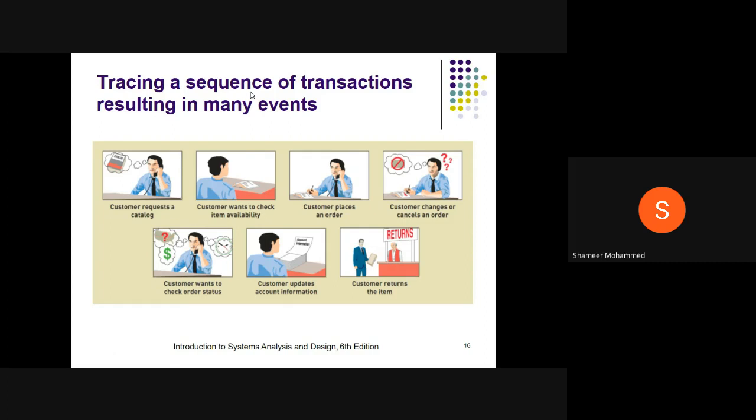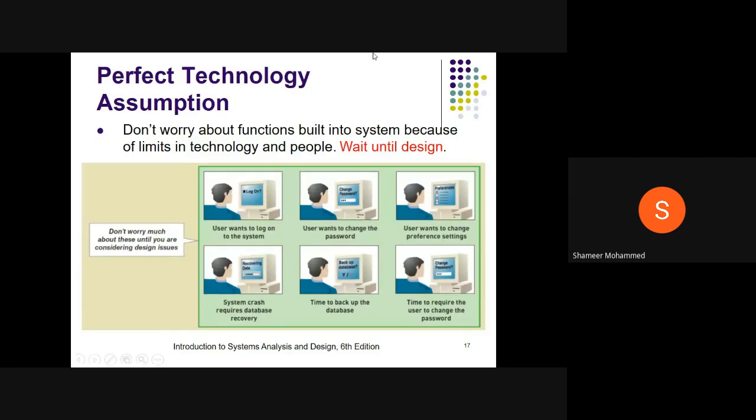So what you have to do is go to customer service, show the bill, the fatura, give the item, and he will cancel your order. So that is the sequence of transactions. Your transaction is getting cancelled. Your transaction is returning an item, etc. So now see, perfect technology assumption.